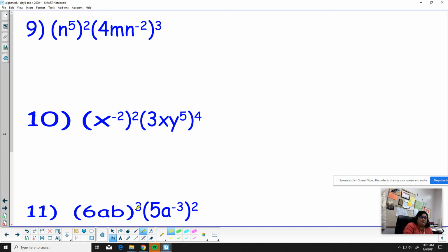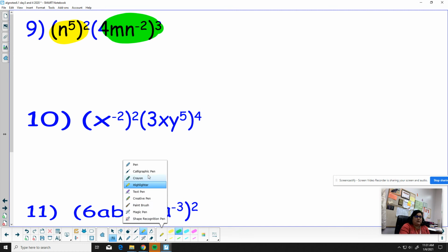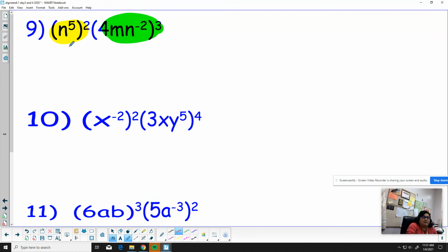So this one's power to a power, and this one's product to a power, but we're multiplying exponents here. So here we go, at least in the first step. So n to the 5 times 2 would be n to the 10. These have exponents of 1, so I'm going to multiply each of them by 3. So 4 to the 3, m to the 3, n to the negative 6. All right, then I've got an unhappy one right here. So I'm going to move that one to the denominator. So 4 to the third is 64, m to the third, n to the 10.